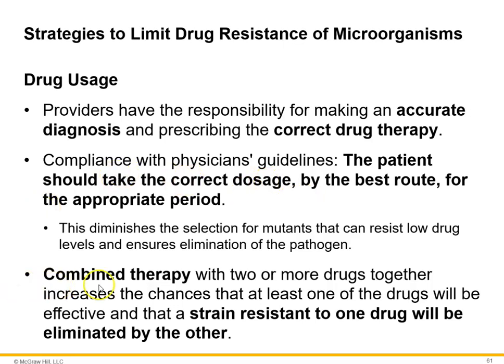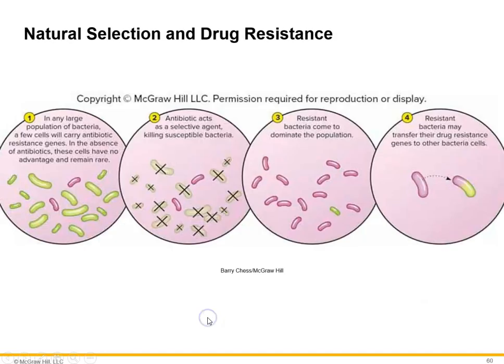And then another strategy that can be used is combined therapy. This is using 2 or more antibiotics together. And what this is going to do is it's going to increase the chance that if the microorganism is resistant to one of the drugs, it won't be resistant to the other drug. And so in this way, you can get rid of the resistant members in the population.